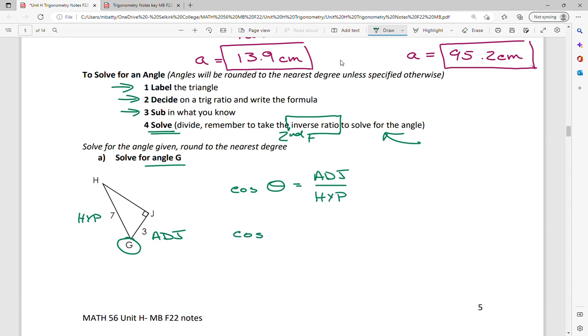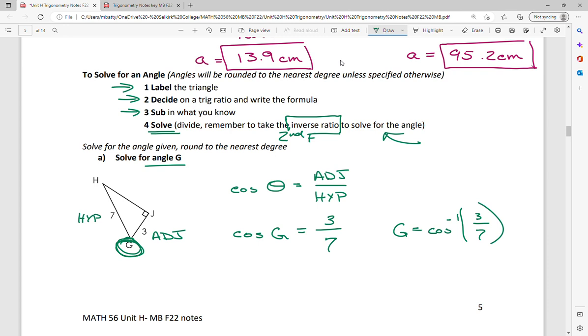This time I don't know my angle. I'm going to put in G because that's the angle that I'm looking for. Adjacent is 3 and hypotenuse is 7. We've practiced using your calculators exactly like this. Technically what you're doing is that G is equal to the cosine -1 of 3 over 7. But you don't need to know that.